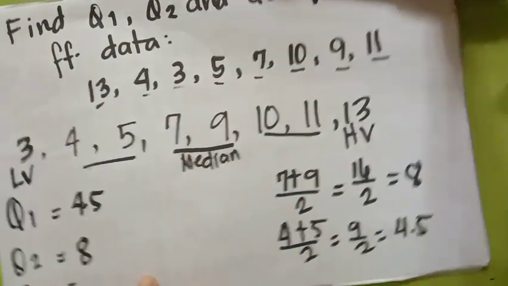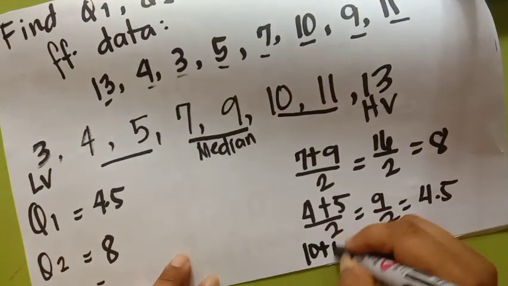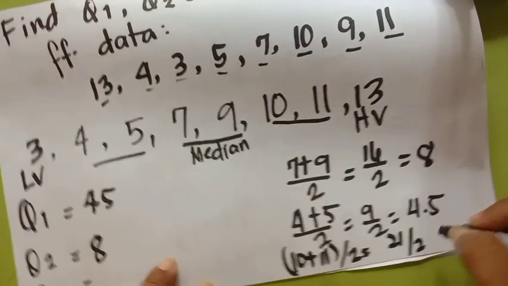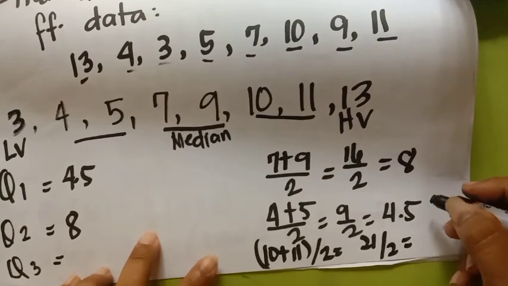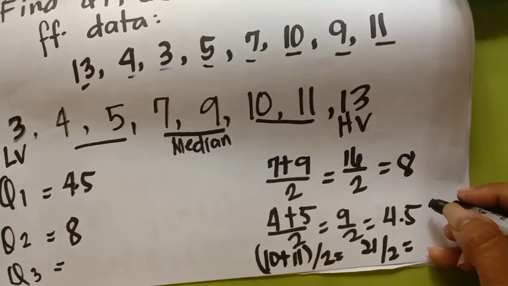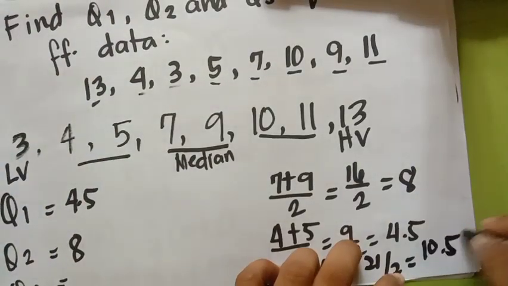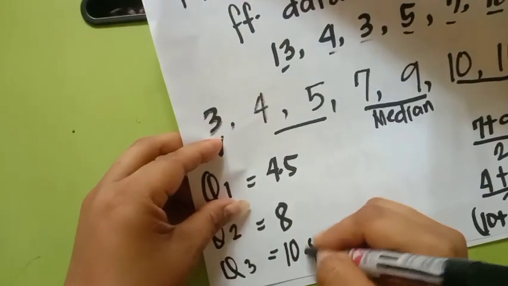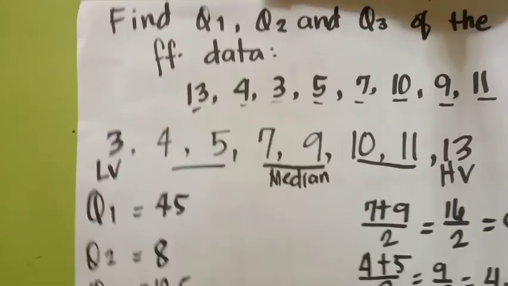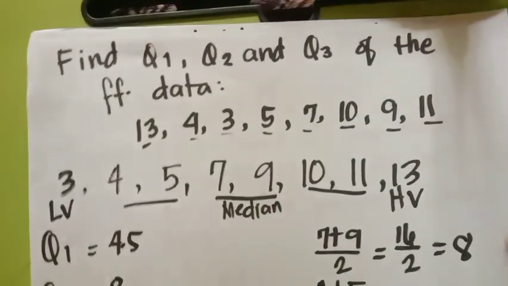10 and 11. So, 10 plus 11 divided by 2. 21 divided by 2 is equal to 10.5. Yes, it is equal to 10.5. So, therefore, Q3 is equal to 10.5. So, kapag dalawa yung nasa pagitan ng dalawang value, add nyo lang and then divide by 2. Kung isa lang yung nasa gitna niya, yun na yung ating quartile na hinahanap.